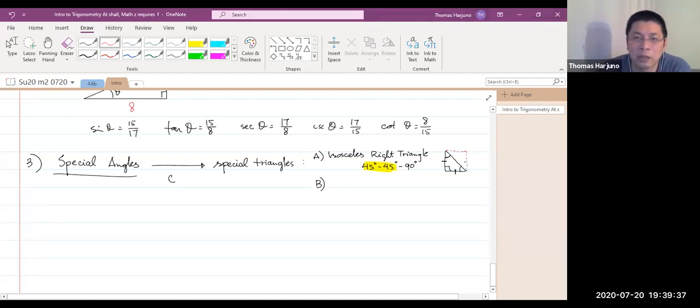Now the second special triangle will be the 30, 60, 90 degree triangle, or simply the 30, 60 degree right triangle.